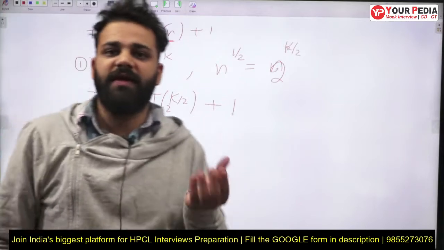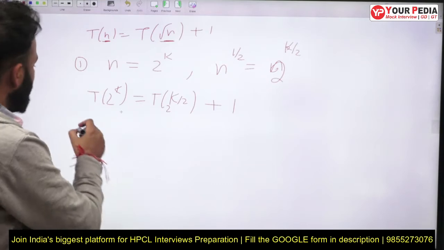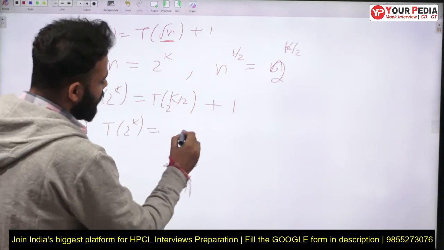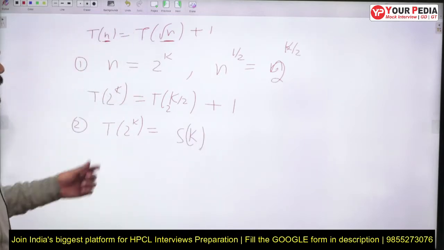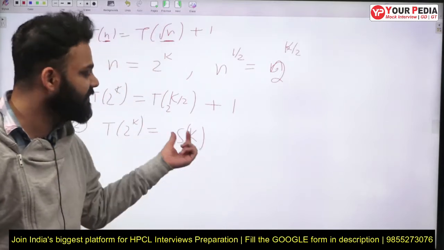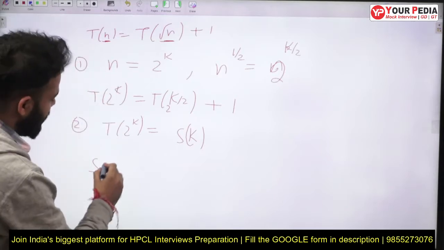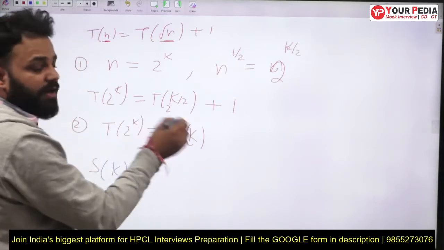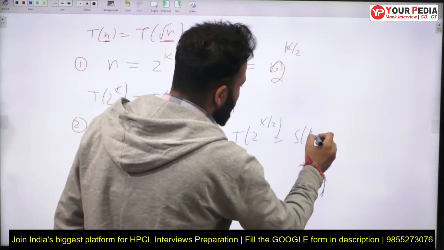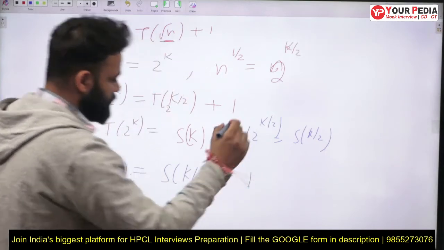Now again, the thing that is inside T is 2 raised to power k. Again you cannot apply the master theorem. So we will do one more substitution here, which is we will put T of 2 raised to power k is equal to S of k. Whenever you find T of 2 raised to power k or something like that, you will replace it with S of k. Now if T of 2 raised to power k is S of k, then similarly T of 2 raised to power k by 2 will become S of k by 2. So S of k is equal to S of k by 2 plus 1.